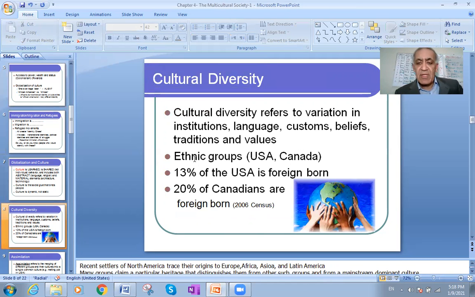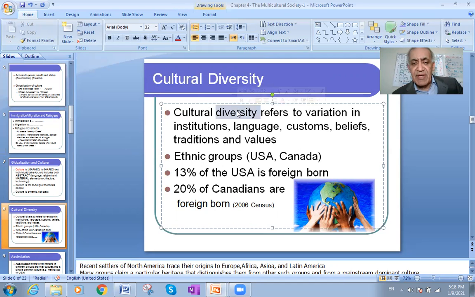Cultural diversity, and this is a very important point, refers to a variation in institutions, languages, customs, beliefs, traditions, and values. So this is cultural diversity. Notice that about 13% of the USA's population is foreign born, born in other places. 20% of Canadians are foreign born also.